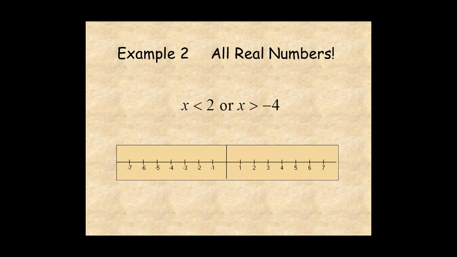For example 2, this solution is all real numbers. To see why this is true, graph the disjunction x less than 2 or x greater than -4. The graph of this disjunction includes the entire number line. So the solution to this disjunction is all real numbers.